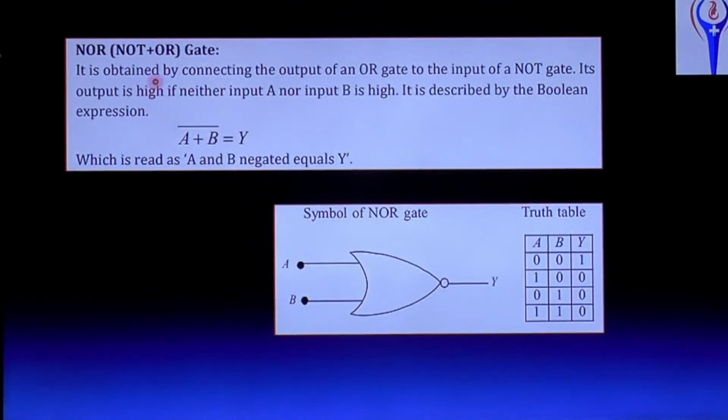NOR gate. NOR is nothing but NOT with OR. That is, A OR with B whole complement equal to Y. This is the circuit symbol for the NOR gate, an OR gate with one NOT bubble. And in the truth table, the output is high only when both the inputs are low. Otherwise, its output is low.